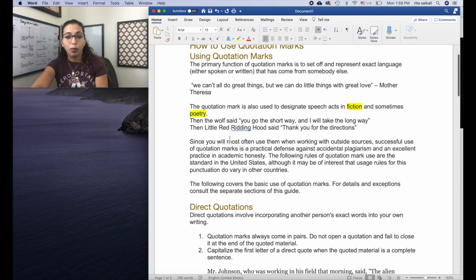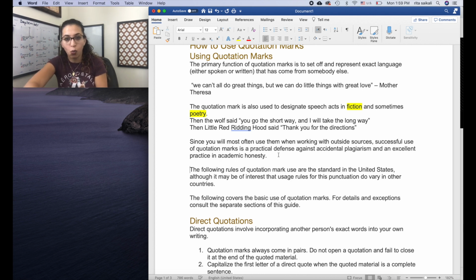And since you will most often use them while working with outside sources, successful use of quotation marks is a practical defense against accidental plagiarism and excellent practice in academic honesty. Okay, what does this mean, you may ask. I love when you ask good questions. This means that you will most likely use quotes when you are writing.